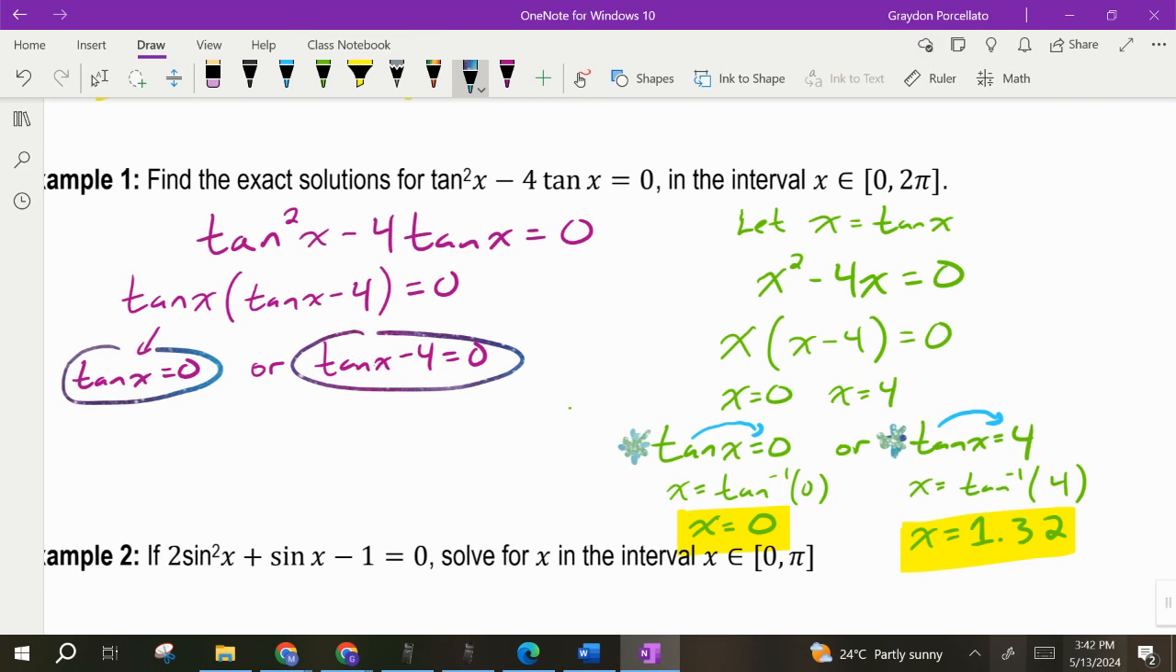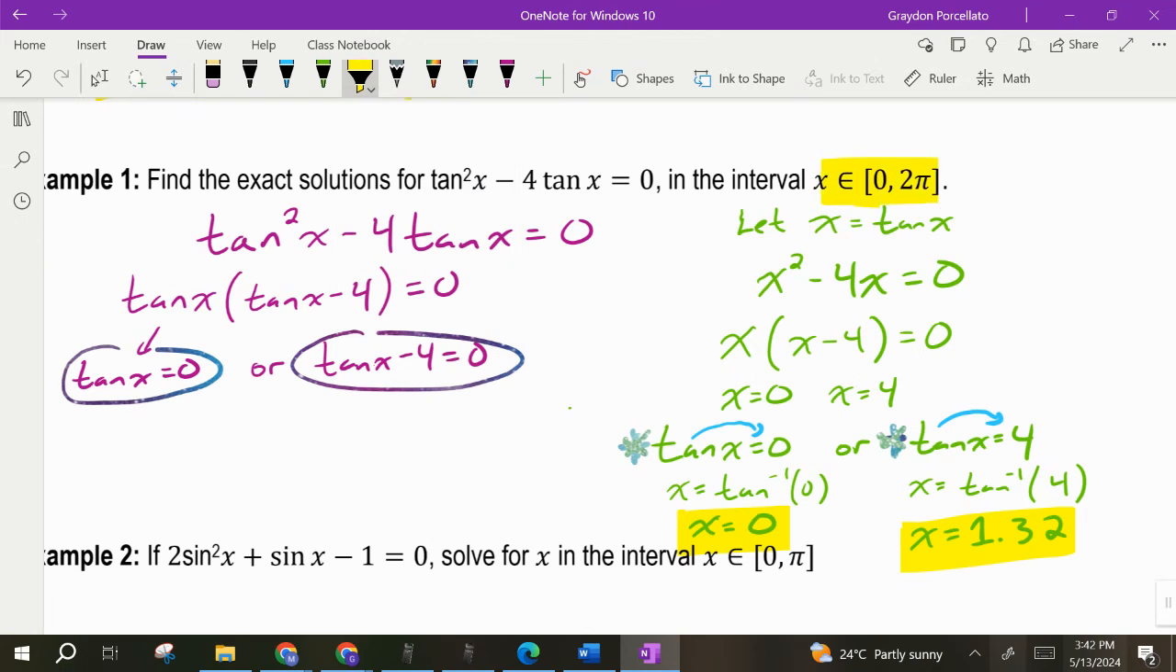So you can solve that either way. You can sometimes let x equal tan x, make it just a quadratic that we've seen before, and then solve it that way. Or you can solve it the other way, just leaving tan x in the formula. The only other thing that we need to take note of now is the fact that it's asking for all the solutions between 0 and 2 pi.